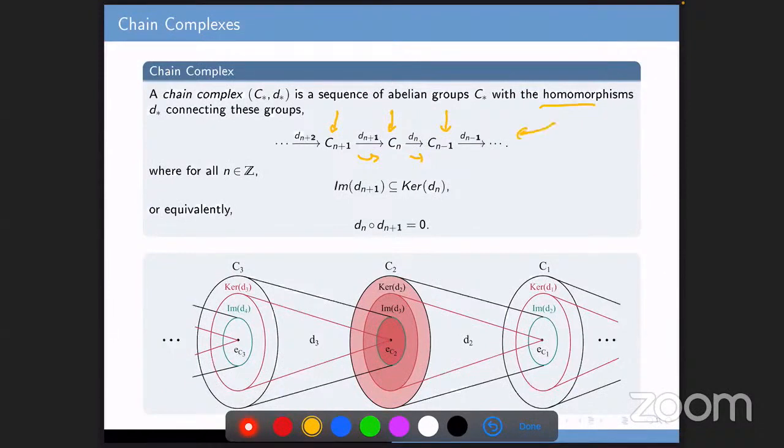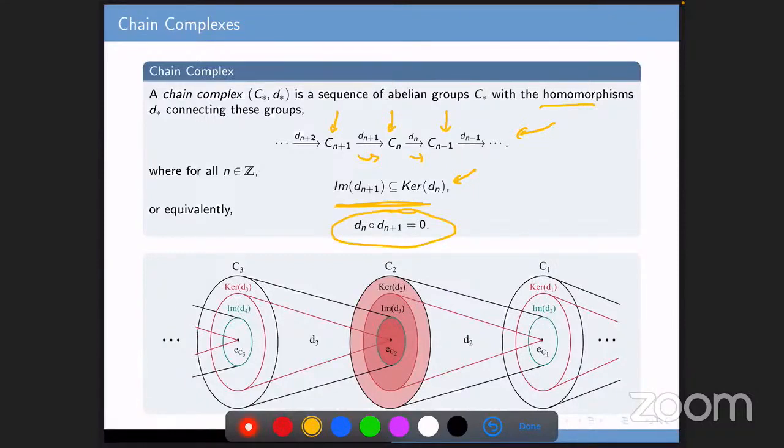At each step, at C n plus 1, C n, and all, the kernel of a homomorphism should include the image of the preceding homomorphism. At each step, we should have this condition satisfied. Then we call this a chain complex. This is an equivalent condition to d n composed with d n plus 1 being the zero map.